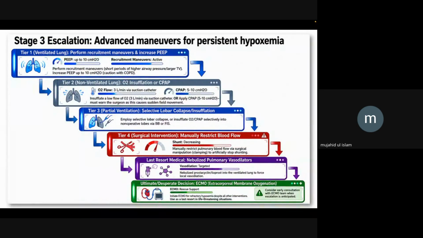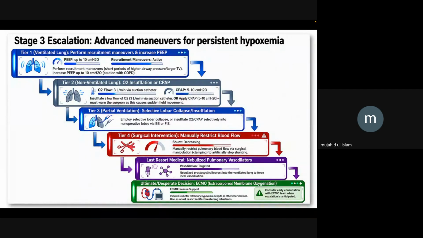If hypoxemia persists despite correcting reversible causes, escalate treatment step by step. First, recruit the ventilated lung and optimize PEEP. If oxygenation remains inadequate, apply oxygen insufflation or CPAP to the non-ventilated lung after informing the surgeon. Next, consider selective lobar ventilation or partial lung inflation.